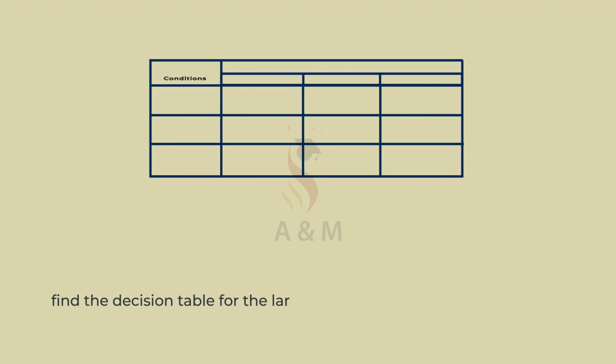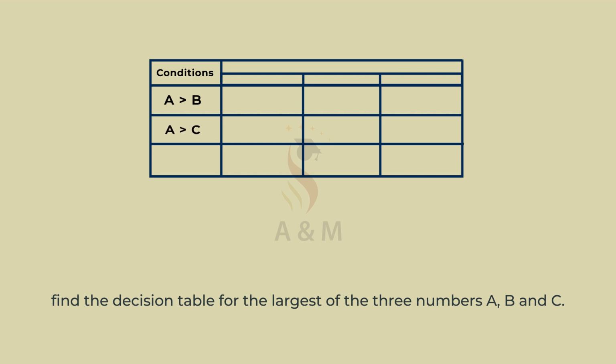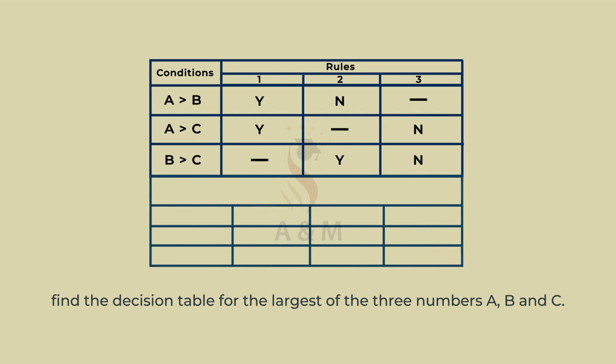Example, find the decision table for the largest of the 3 numbers A, B and C. The conditions are A greater than B, A greater than C and B greater than C. There are 3 set of rules, that is rule 1, rule 2 and rule 3. Next one is actions. There are 3 actions, that is A is largest, B is largest, C is largest. In the action entries, the actions are written.